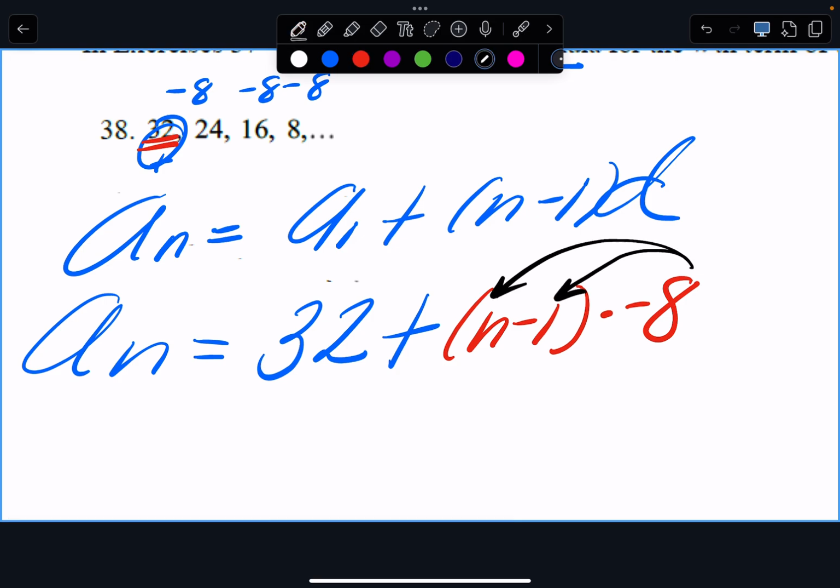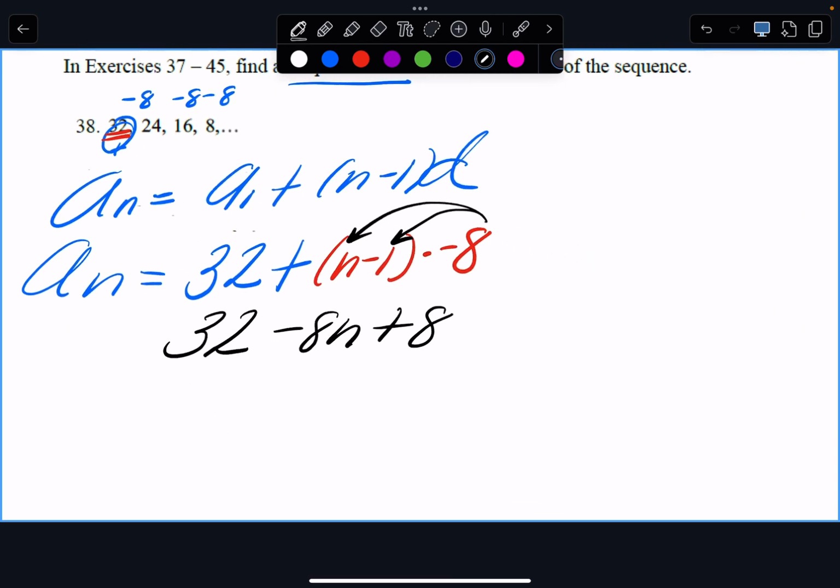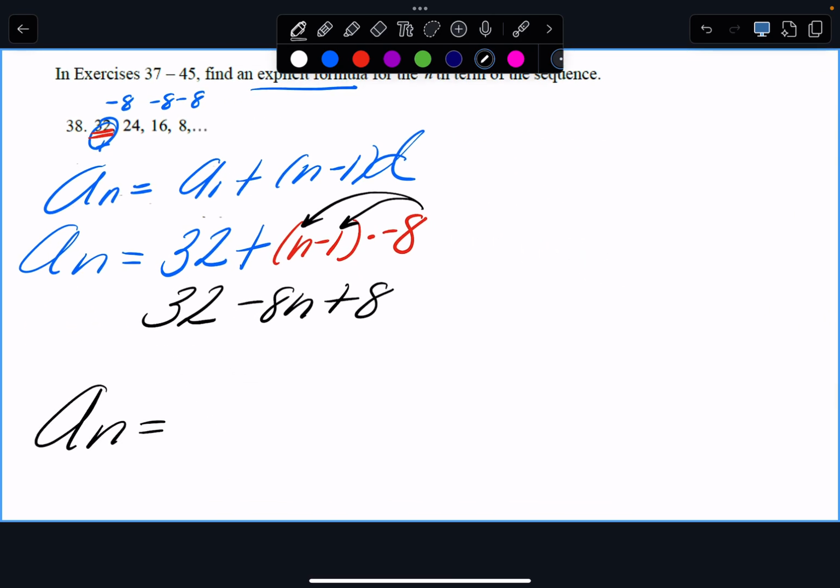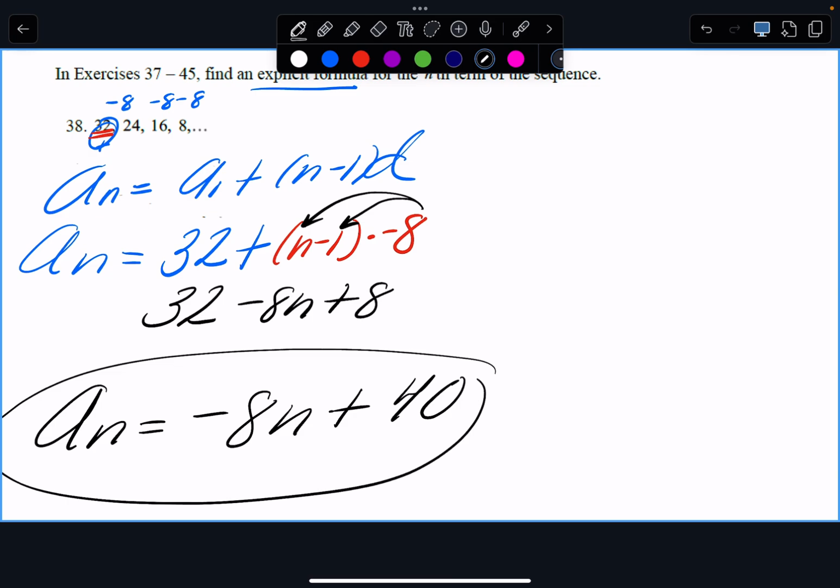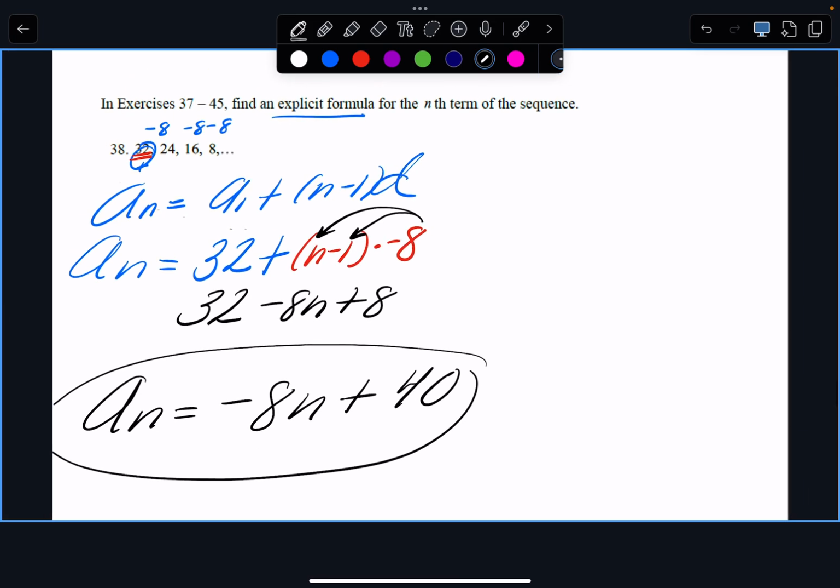We would then distribute negative 8 in. So that'd be 32 minus 8n plus 8. So the answer would be a sub n equals negative 8n plus 40. Yeah. All right, I think you guys seem to get the explicit formula writing. You do have to have it memorized, though.